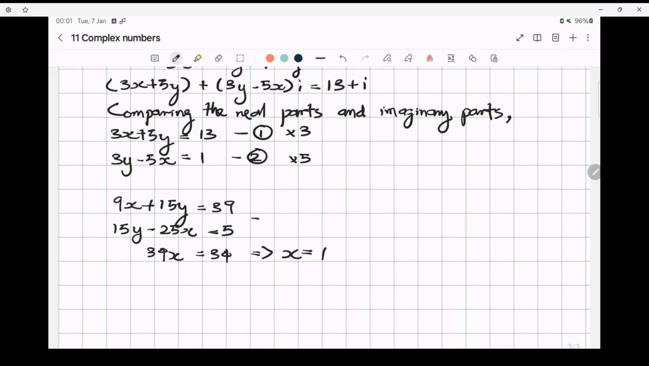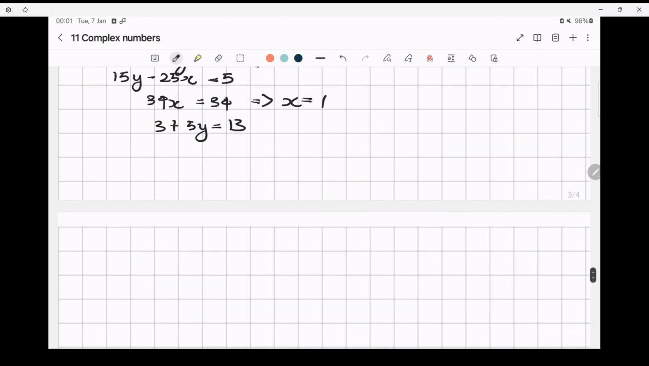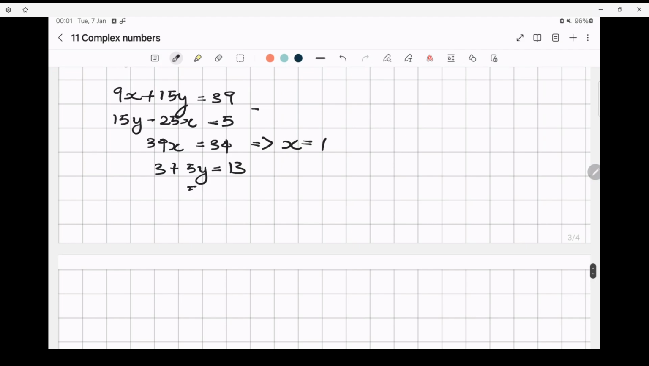Then basically you can take, for example, from the first equation, 3 plus 5y equals 13. So 5y equals 10, or y equals 2. Finally, you can write u equals 1 plus 2i.